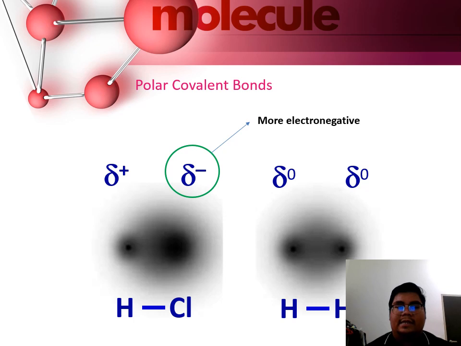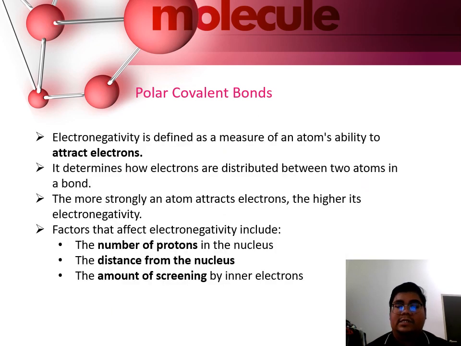So you see that the atoms that are more electronegative, for example, here in hydrogen chloride, chlorine is more electronegative, so the density of the electrons moves more towards chlorine than hydrogen. Inversely, in hydrogen gas, the electrons are shared very equally between these two atoms, and the electronegativity is balanced. So electronegativity is defined as the measure of an atom's ability to attract electrons.